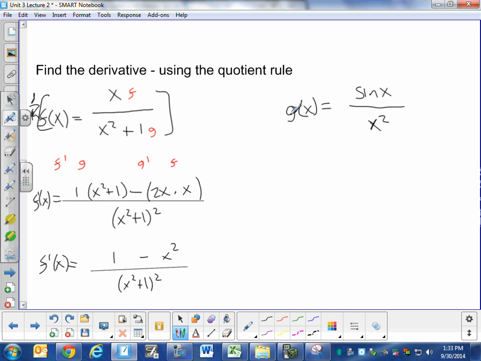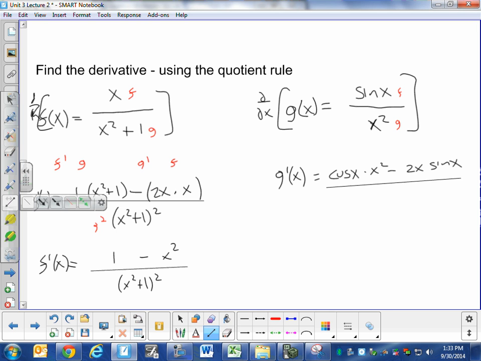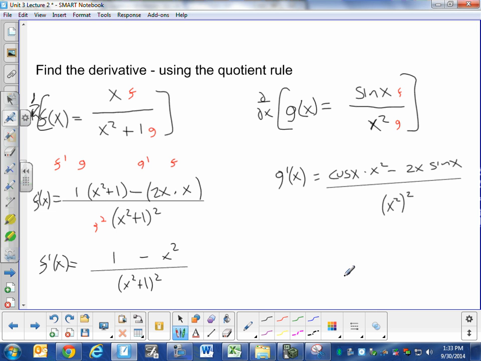Now let's do this one. Same deal. Can't simplify it. I must use the quotient rule. This is f, this is g. I get f prime times g, minus g prime times f, all over g squared. And this is g squared down here. So that's the quantity x squared, squared.